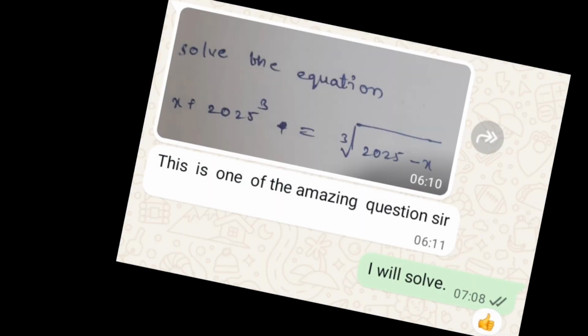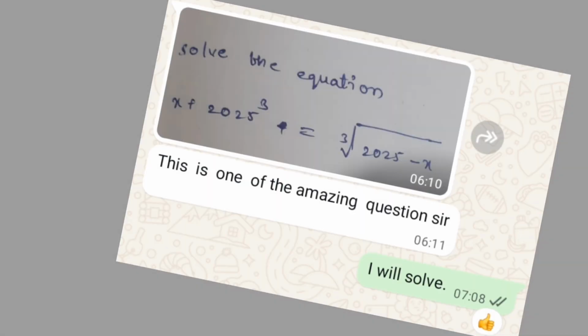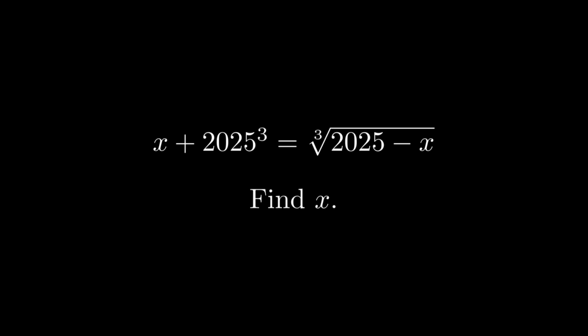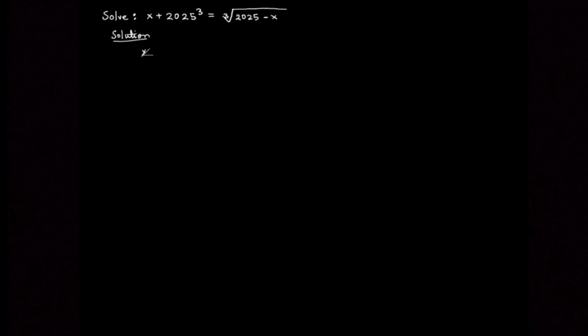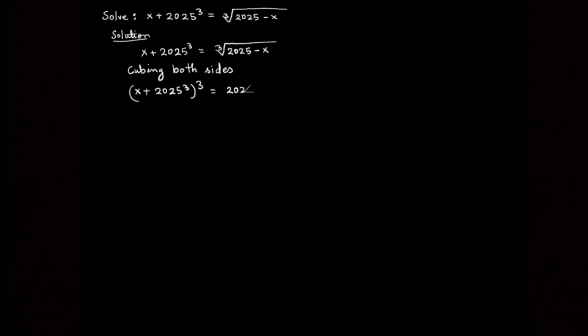This is one of the amazing questions as quoted by one of my students, and she wanted me to solve it. So I'll try to solve it now. The fundamental approach to solve this kind of question is to cube both sides and get an equation which is free from radicals. What free from radicals actually means is the next equation should not contain any root kind of terms. So after cubing both sides, this equation turns out to be free from radicals.